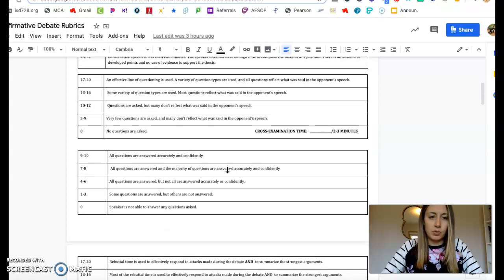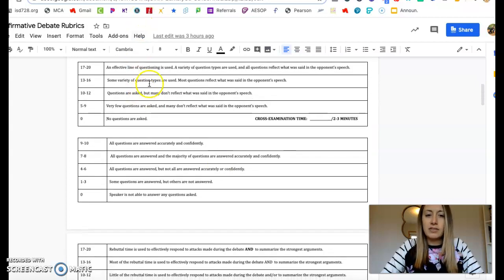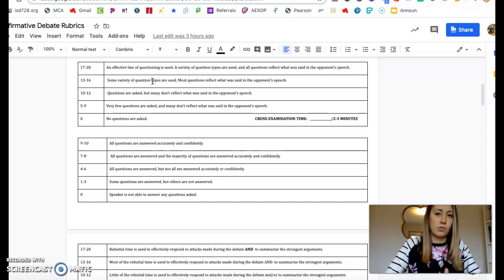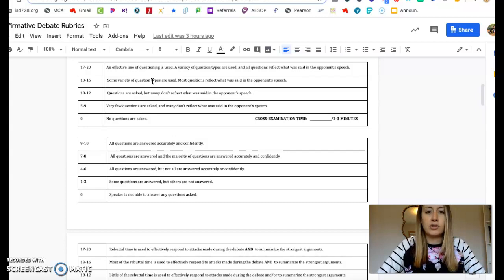Scrolling down here, out of 20 points, an effective line of questioning is used. A variety of question types are used, and all questions reflect what was said in the opponent's speech. So after listening to your opponents, the negative side, hopefully you're writing things down as they're talking. You're writing down points that they're making, and you're going to go back at them with some questions. Your questions should be varied, they should make sense, and they should be based off of what the negative team was saying. Your cross-examination time is 2 to 3 minutes.